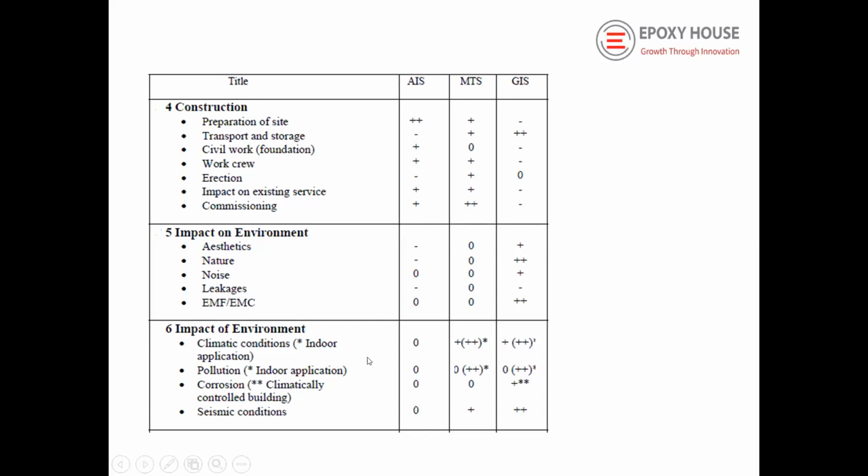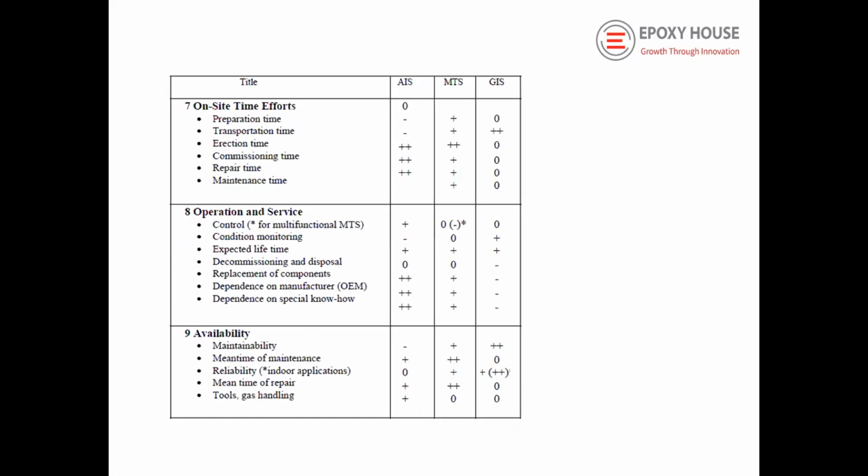In fact, the environment is also very good with the usage of GIS, because pollution, corrosion and seismic conditions are prone, meaning it can be used in those conditions, even the worst conditions. So these are the advantages. Availability is very high, almost one. Compared to air insulated switchgear, the gas insulated switchgear outage is almost one third only. So availability is much better than AIS. The lifetime is almost 40 years.